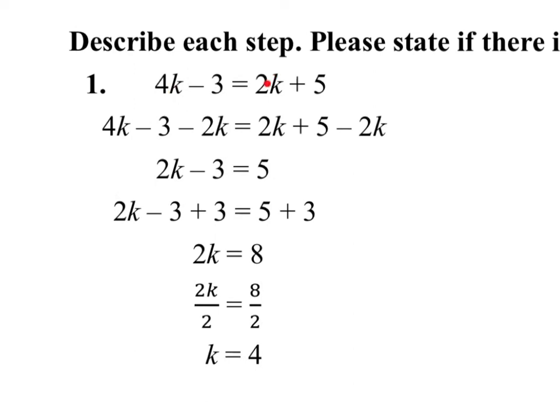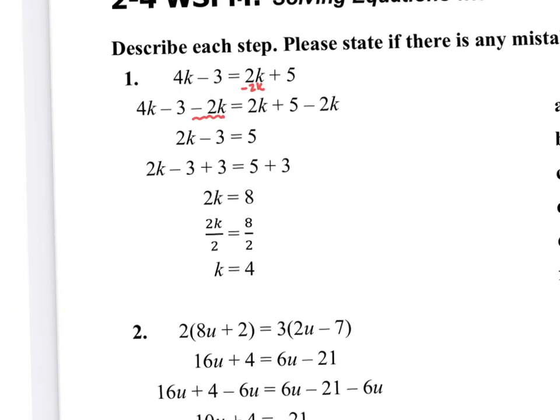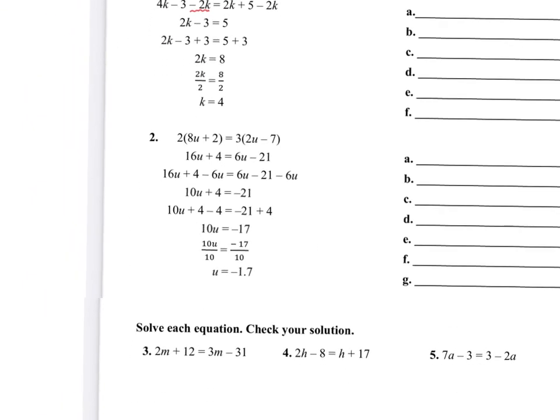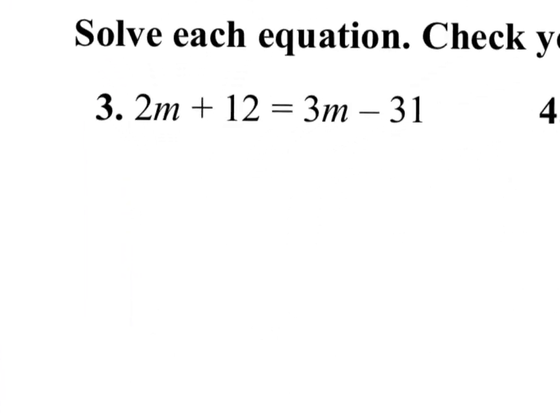You have k on the left side, k on the right side of the equal sign. So the first step would be to subtract 2k. And that's why you see this minus 2k over here. So it's not the usual way that we write things. So that's why we could just skip over those first two. Let's jump right into the odd ones right here.